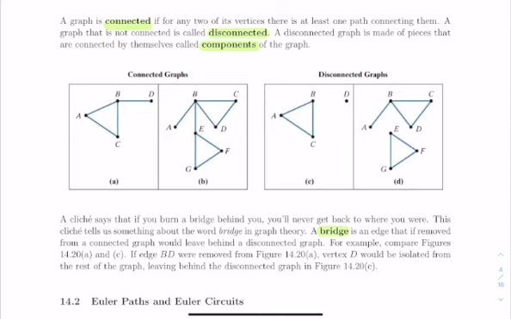The same thing goes for B and D. That edge between B and E in figure B is a bridge because when I removed it and I got figure D, I have two disconnected graphs.